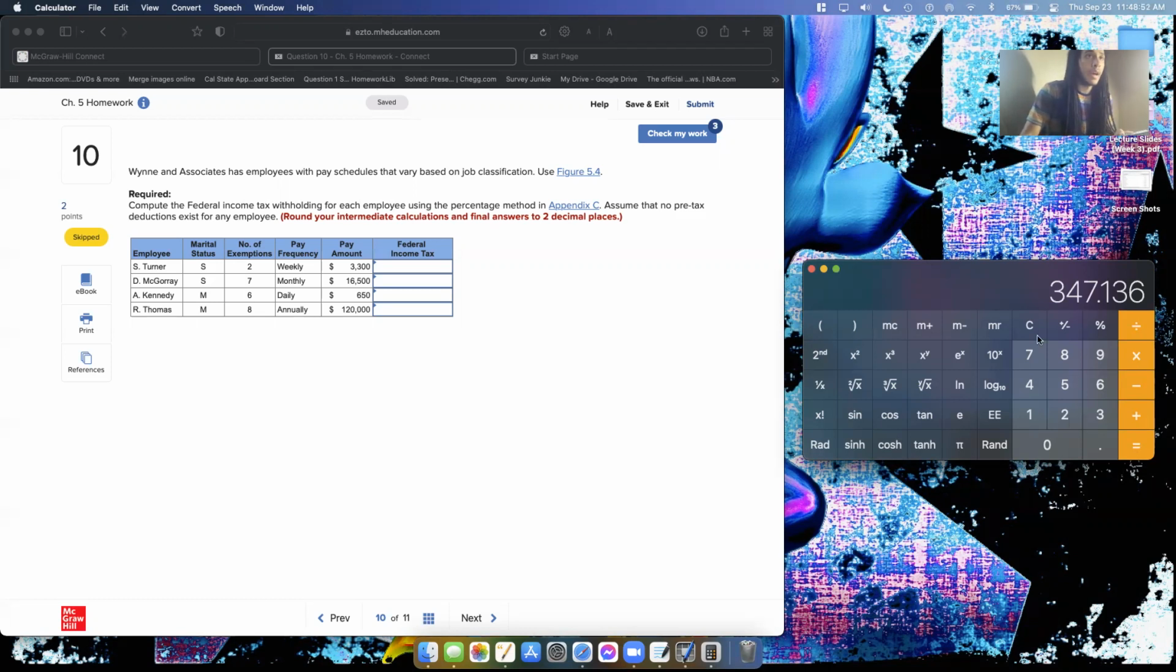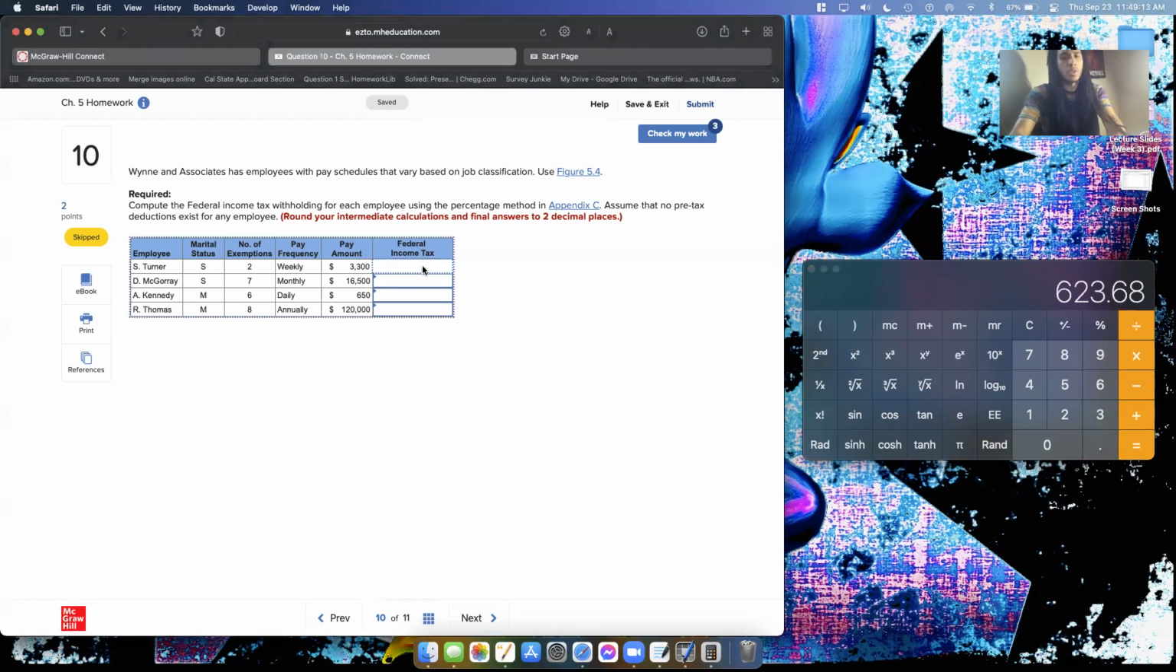After you figure that out, that's $347.14. Then you're going to add the fixed portion of our income tax withheld, which is equal to $276.54. So altogether, the federal income tax for S. Turner equals $623.68.